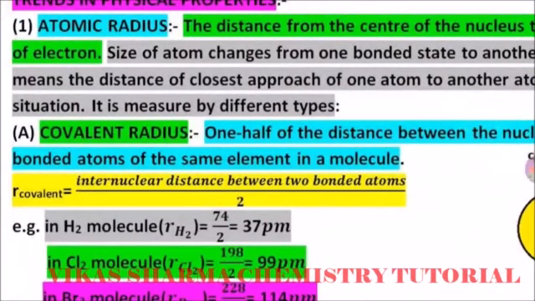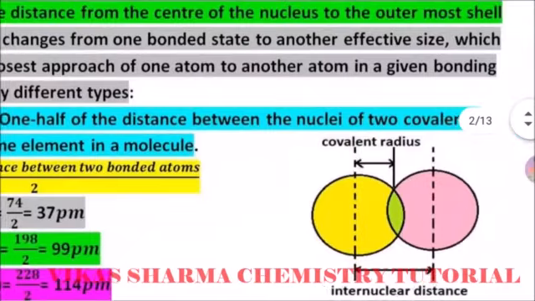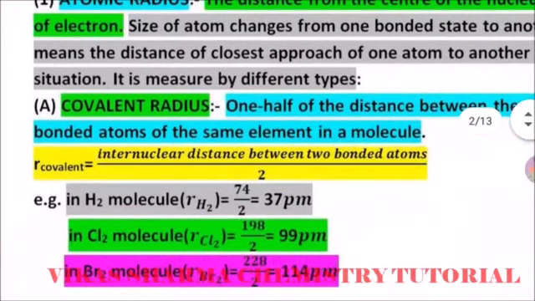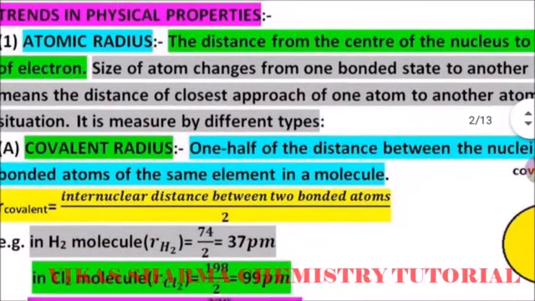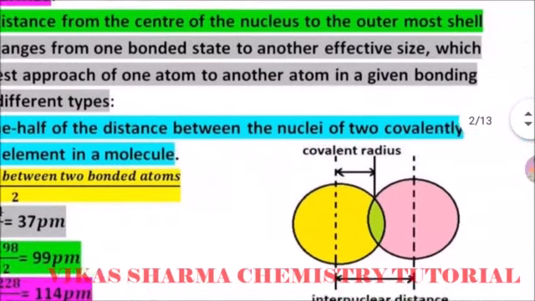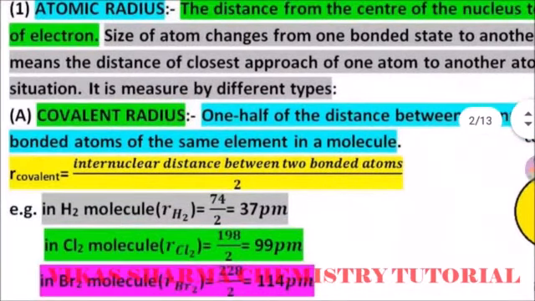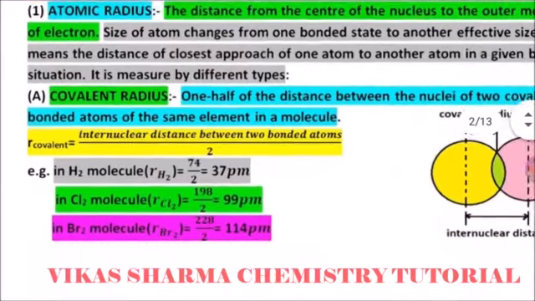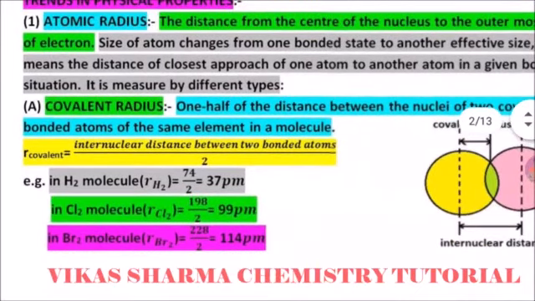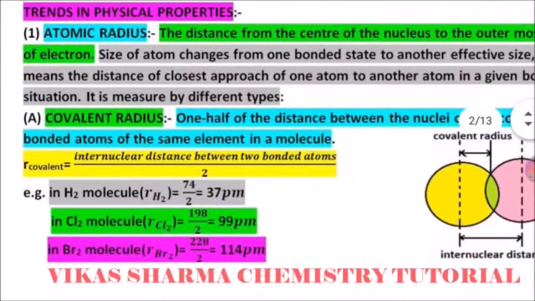This is known as atomic radii, and the size of an atom changes from one bonded state to another. Effective size means the distance of closest approach of one atom to another atom in a given bonding situation. It is measured by different types. How the elements form bonds depends on this, so we can use different methods to calculate the atomic radii.